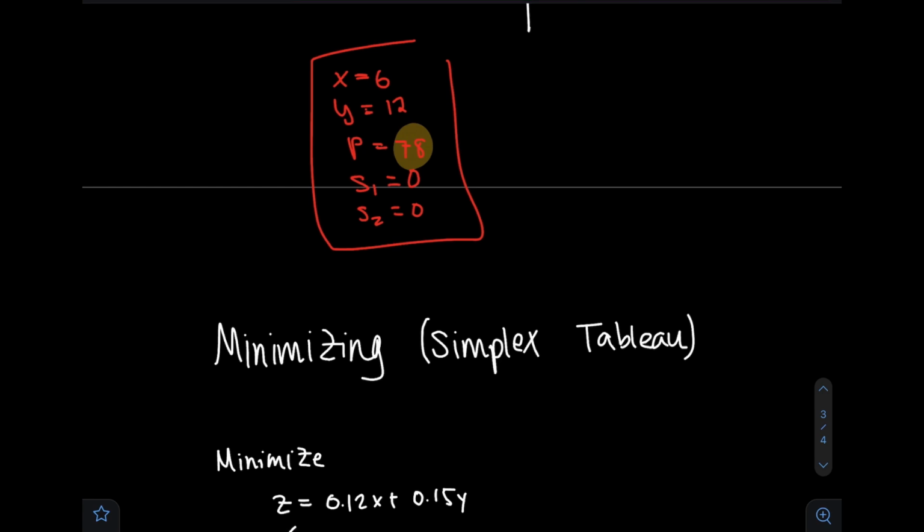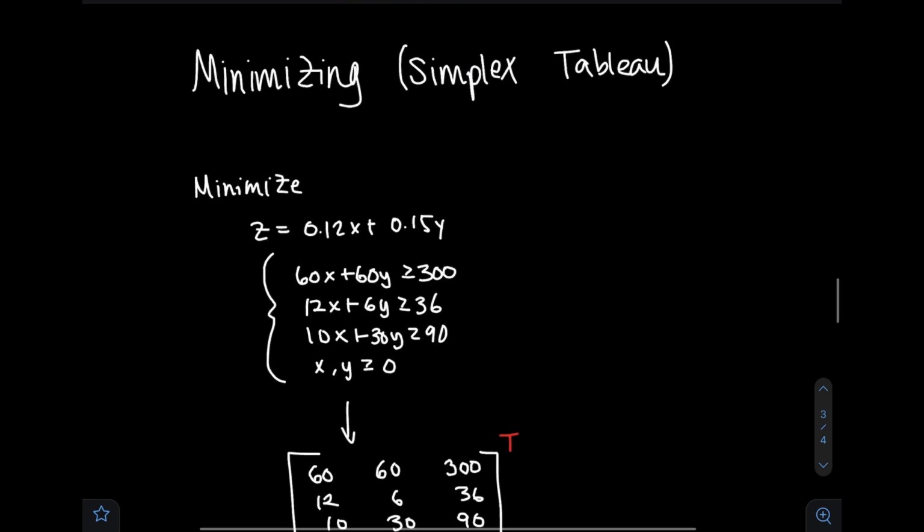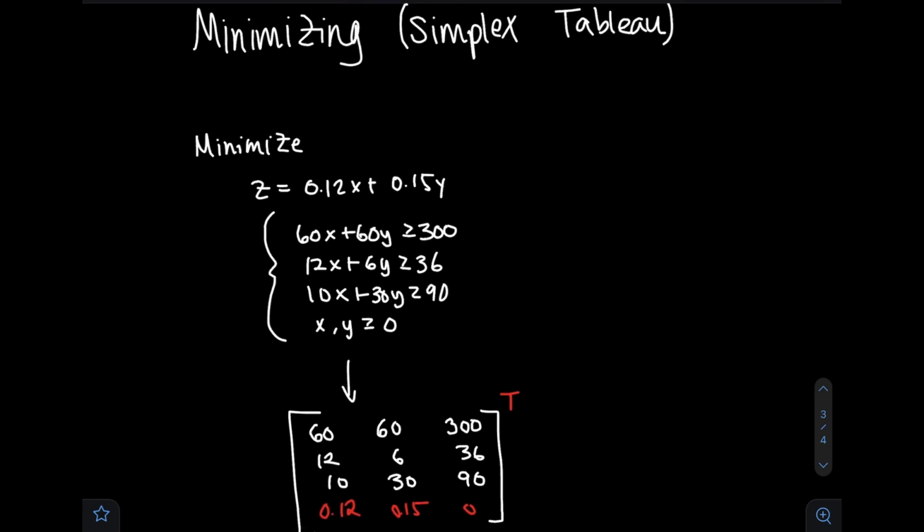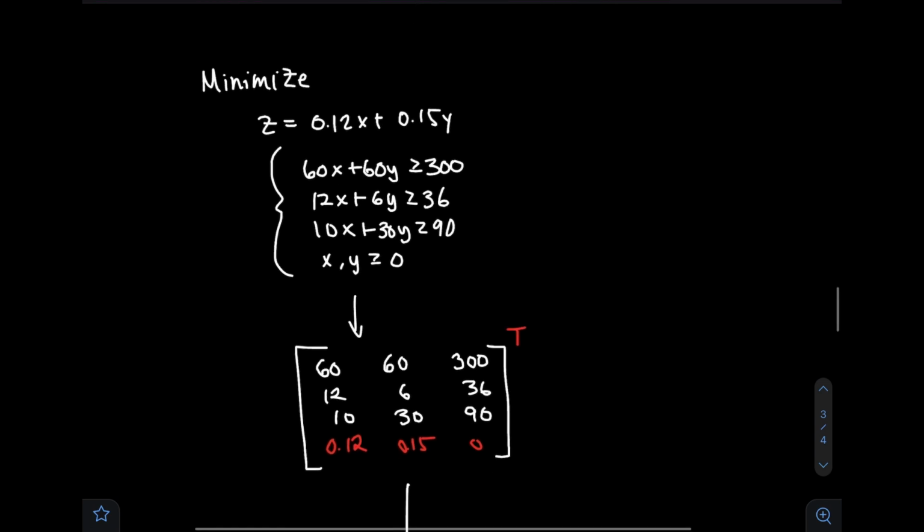There's also minimizing, however, and this is a bit more complicated. In minimizing, we actually have to make it a maximizing problem of sorts. So we're going to set up this matrix with the constraints and the equation we're trying to minimize. So you can see here just 60, 60, 30, 12, 6, 36, 10, 30, 90, and then we make the 0.12, 0.15, and 0. We set it equal to 0.